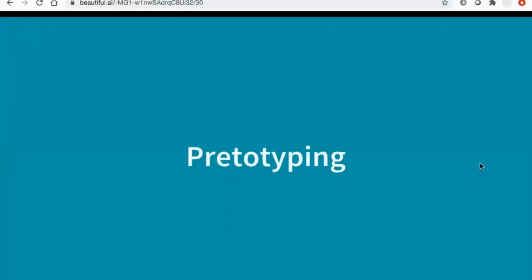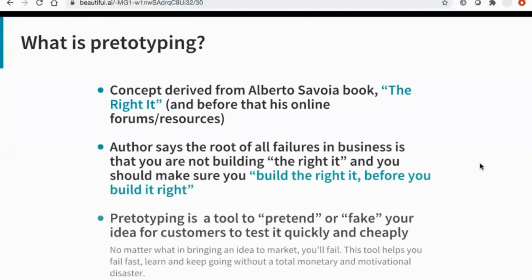Okay, pretotyping. So what is pretotyping? This is a concept derived from the book, The Right It. And before this book was written, there were actually a lot of pretotyping resources and forums online that talked about how you test an idea to know you're building the right it before you build it right. That's the whole idea behind it. A lot of the failures that happen in a startup are because you're building something nobody wants. You're not building the right it for your customer.